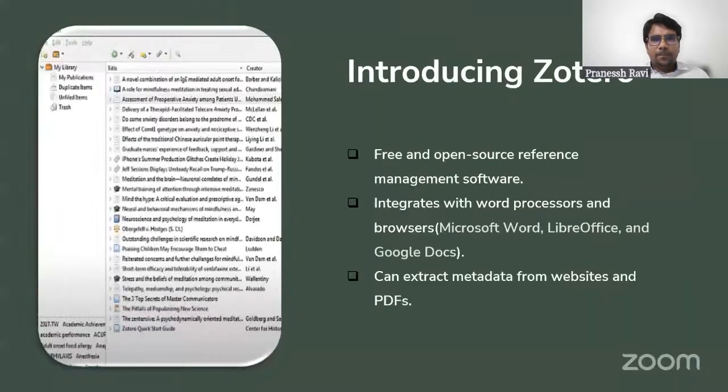To start with, we have Zotero, which is free and open source software. It integrates with a lot of word processors. It's also available for online citation through Google Docs. It can download and store PDFs along with the study that you're dealing with. And it's open source, and it can work on most operating systems.